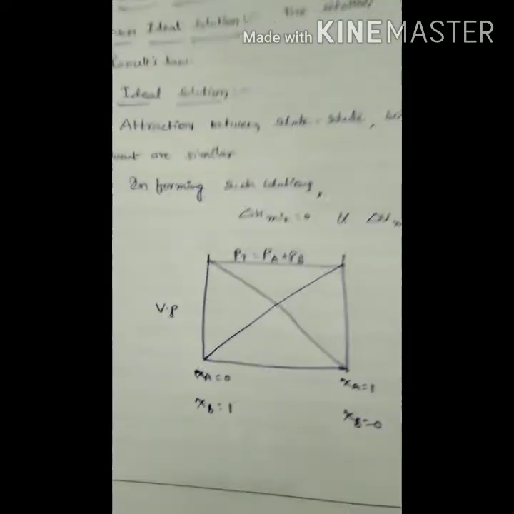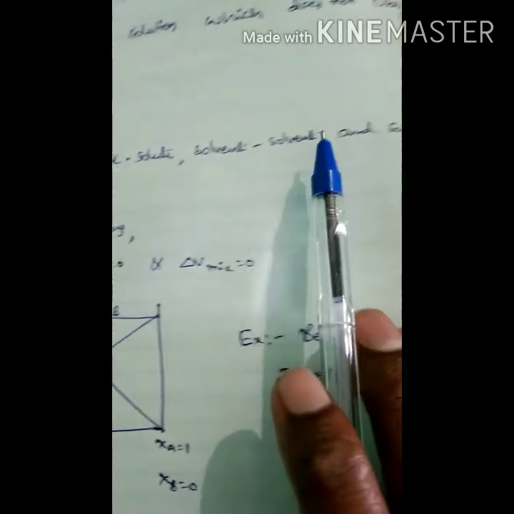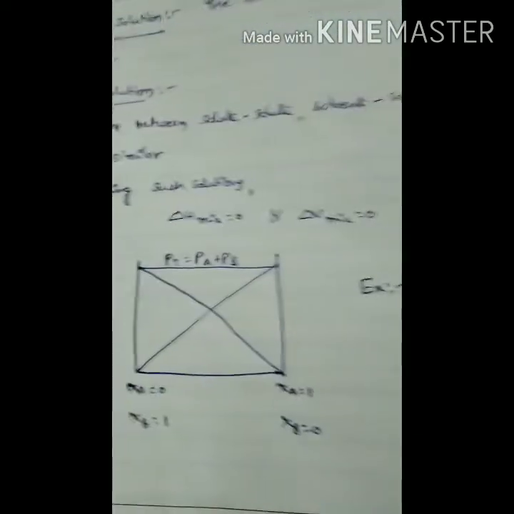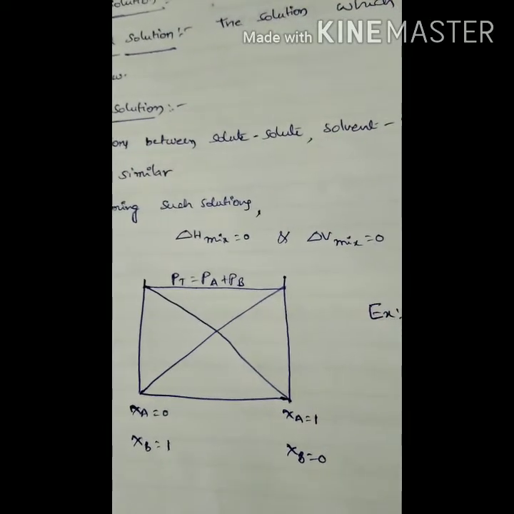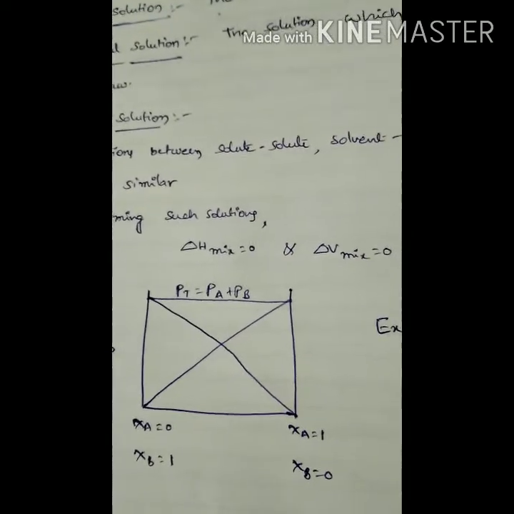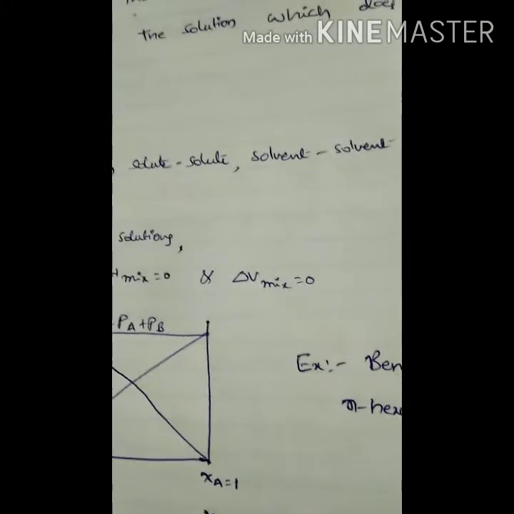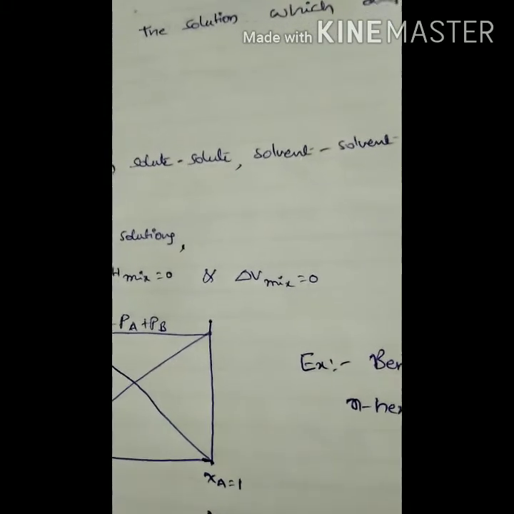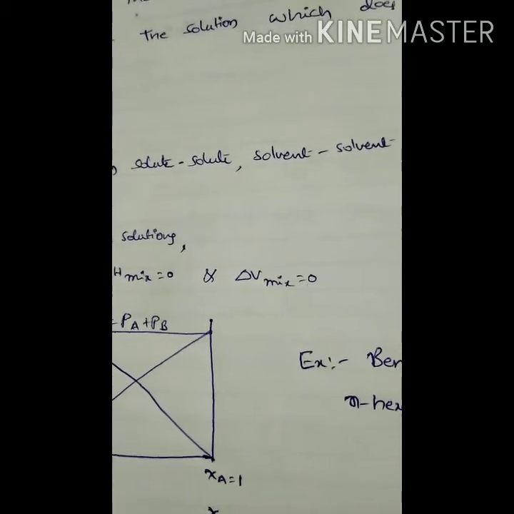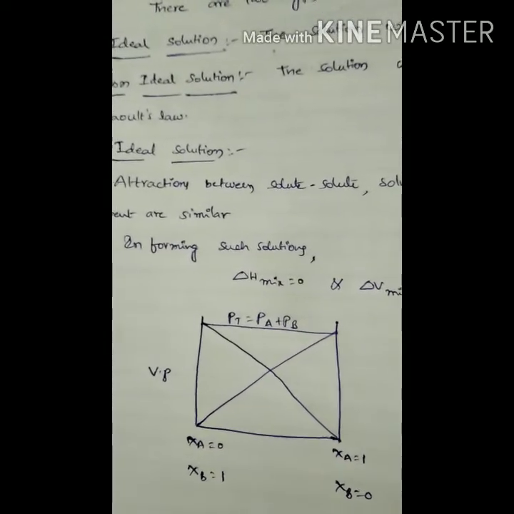So here the point is, in ideal solutions, the attractions between solute and solute, solvent and solvent, and solute and solvent are the same. In forming such solutions, delta H mixing equal to 0. Delta H mixing equal to 0 means if we mix those two liquids, there is no chance of evolving heat, and no chance of absorbing heat. Delta V mixing equal to 0 means if we mix those two liquids, there is no change in the volume of the resultant mixture. That is why delta V mixing equal to 0. So this is all about ideal solution.